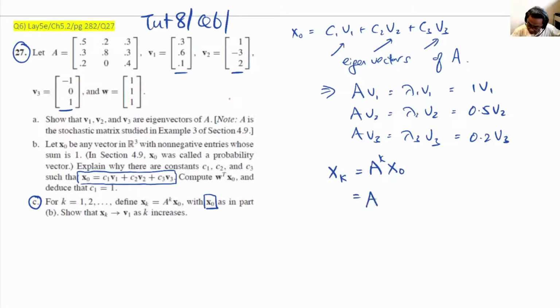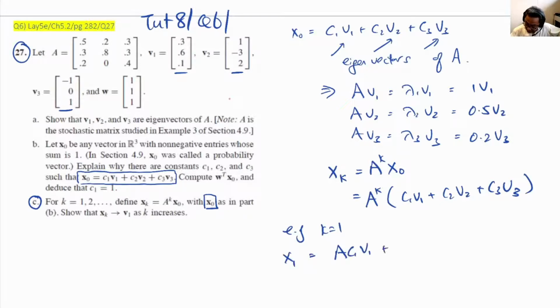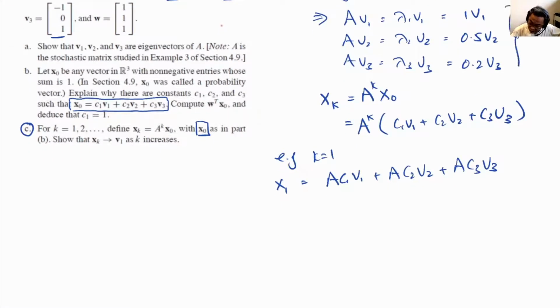So now let's write x0 in the form of v1, v2 and v3, which is c1 v1 plus c2 v2 plus c3 v3. Now, this is the interesting problem. Let's assume that k equals 1 first. When k equals 1, what do we get? We have x1 equals A times c1 v1 plus A times c2 v2 plus A times c3 v3. Now we are going to apply our knowledge that v1, v2, v3 are eigenvectors.